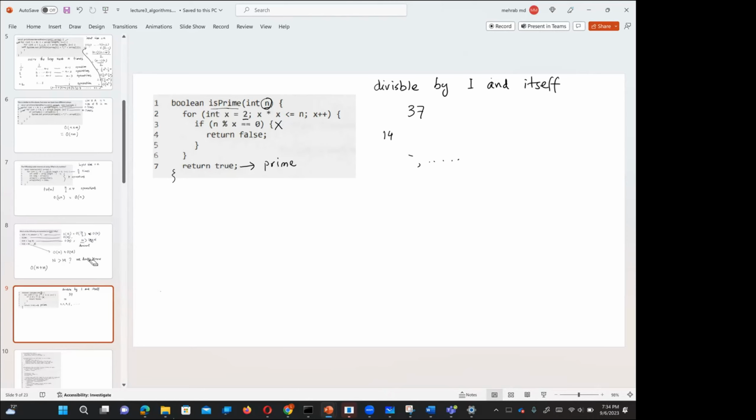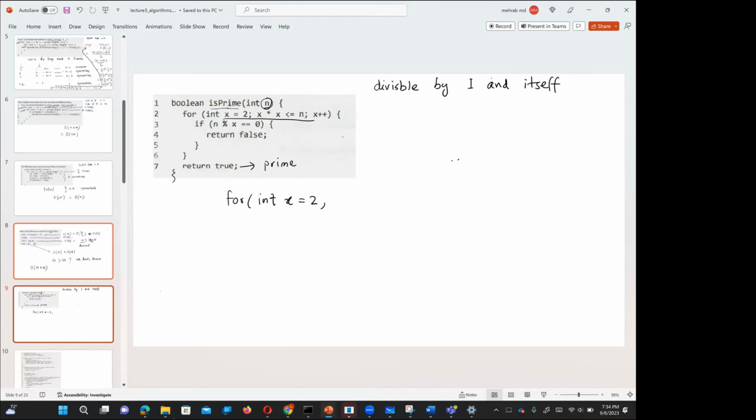Okay. Now, here is the thing. You see here inside the for loop. Let's check inside the for loop. You see, the for loop starts with 2, right? So just look at this line: int x equals 2. So the for loop looks like this. Well, let me write it here. For int x equals 2.